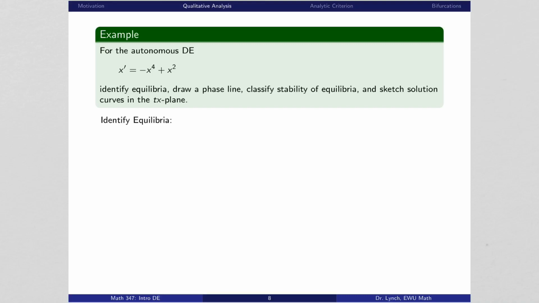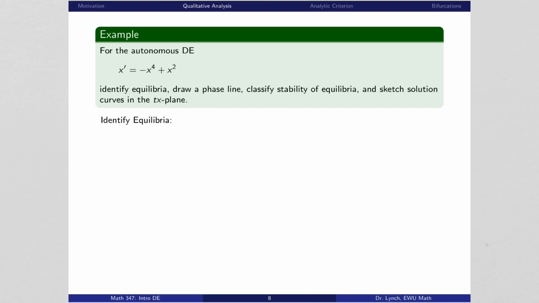So an example that's not a population model: here's the autonomous differential equation x prime equals negative x to the fourth plus x squared. Here we'll go ahead and do qualitative analysis, which consists of identifying equilibrium solutions, drawing a phase line diagram, classifying stability of those solutions, and then sketching solution curves in the tx plane. So the first job is identifying equilibria. I'll remind you that equilibria are values of x where the right-hand side of the differential equation is 0.